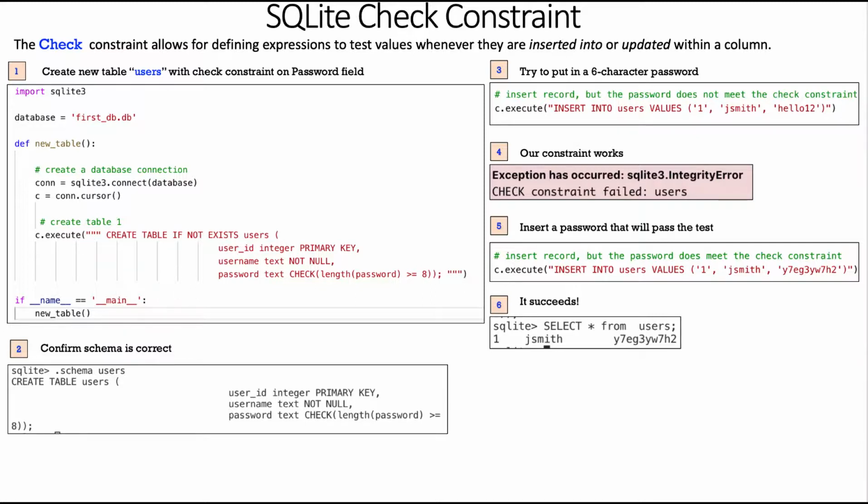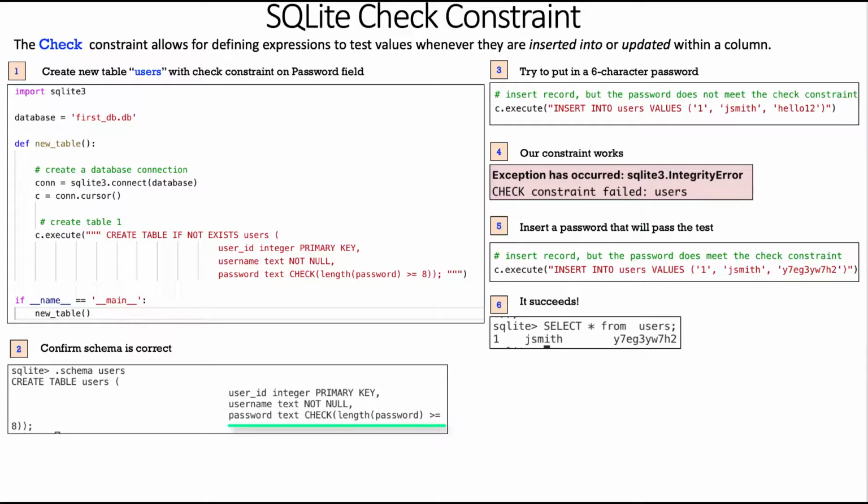So the name is users. user_id is an integer and the primary key. username is a text. It can't be null. And password text with our check constraint of length(password) greater or equal to 8. So we confirm the schema. Once we create that, we execute the script using .schema users from SQL Interactive. And we see we have our check constraint on our password field.